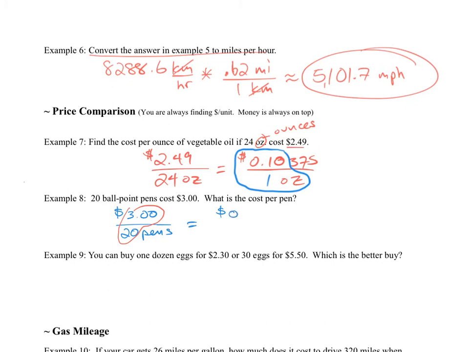So $0.15. It's already only 2 decimal places, so $0.15 per 1 pen. And these two fractions are saying exactly the same thing. It's just that one is easier to understand and compare with. That's this one. And this one tells you about the product that's right in front of you. You will pick which one makes more sense depending upon the situation you're in. Go ahead and try number 9.